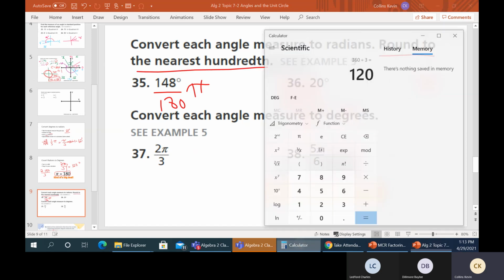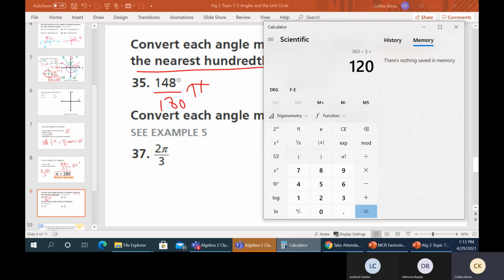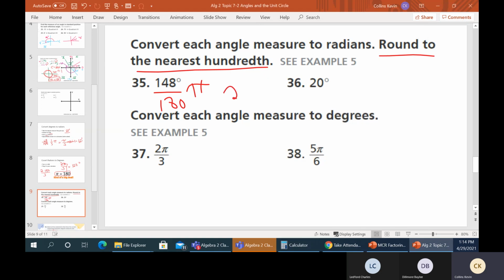So it's going to go like this. All right, so clear it out. So we're going to do 148 divided by 180. So 0.822, and then we take that times pi. So to the nearest hundredth, that'd be 2.58. So that's radians.